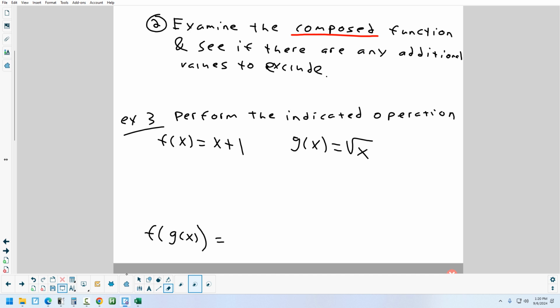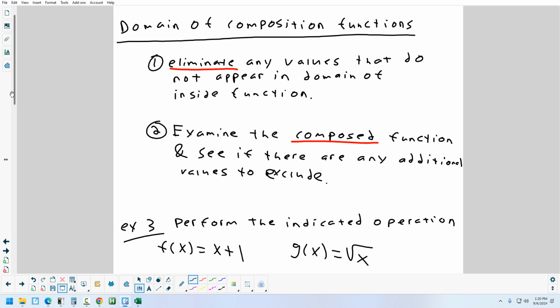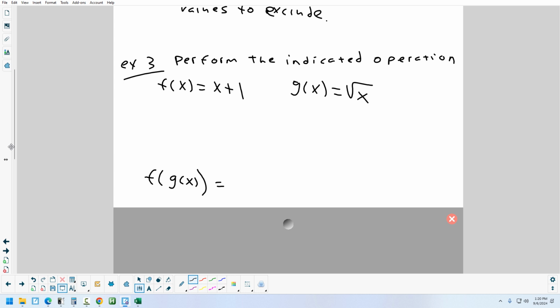Okay, the first thing they want is f of g of x. What function do we start with, the inner or the outer? Inner. So step 1, we're going to look at the inner function. So we're going to start with that. What is the inner function? I know the name of it is g, but what is it? Square root of x. So then change that to what it says it is.